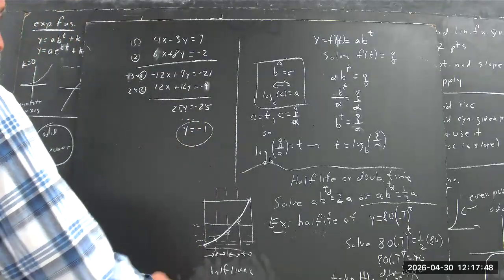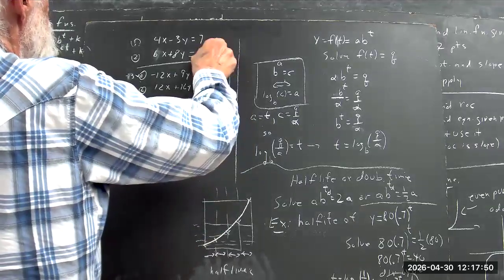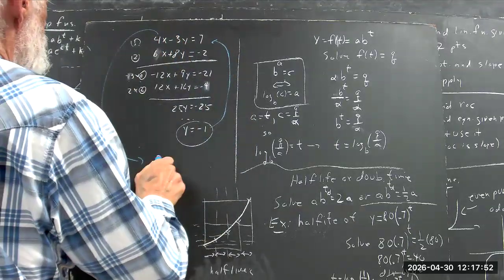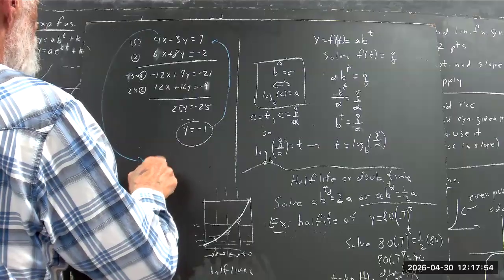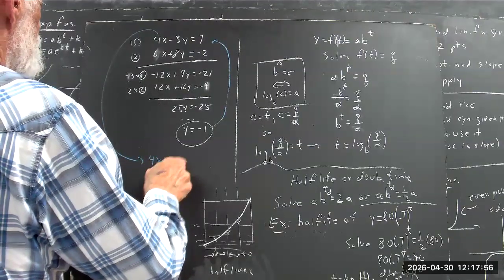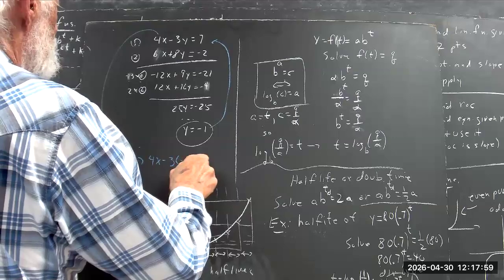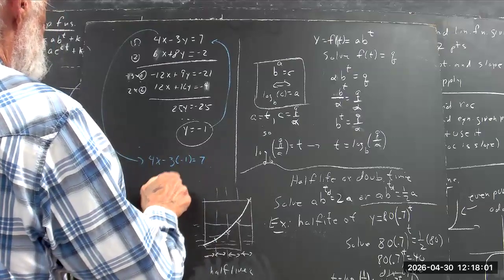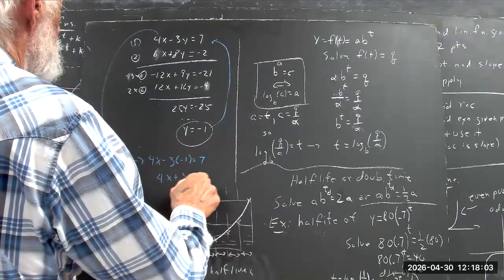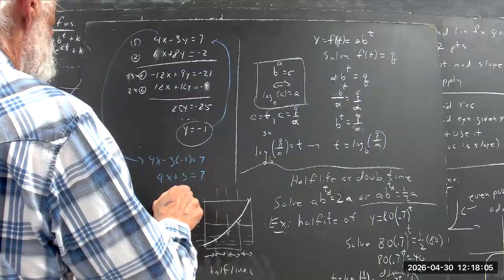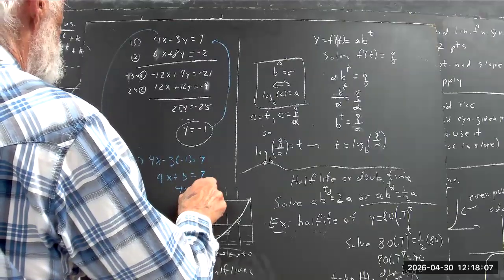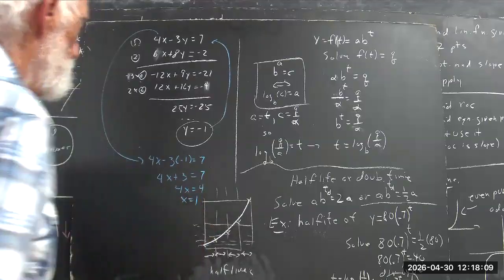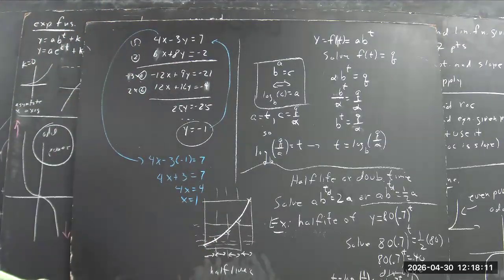Plug y equals -1 back into the first equation. And you get 4x minus 3 times -1 equals 7. 4x plus 3 equals 7. 4x equals 4, x equals 1. Now, all those steps are really straightforward. You should be able to do that, maybe not as quickly as I did, but probably more accurately. Okay.